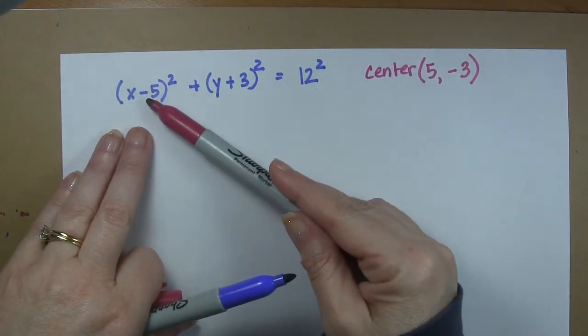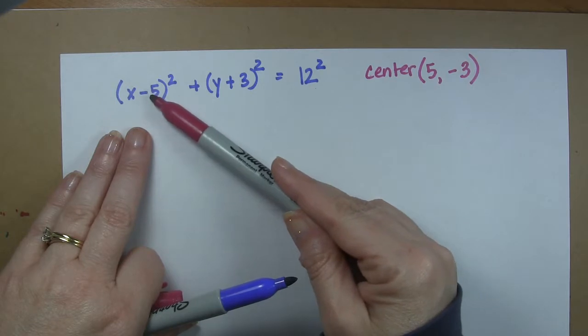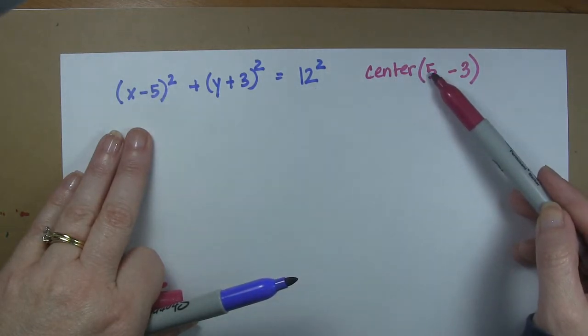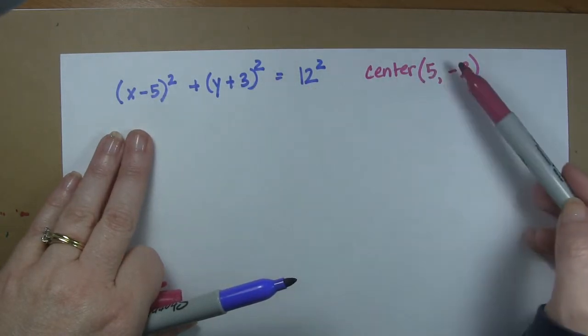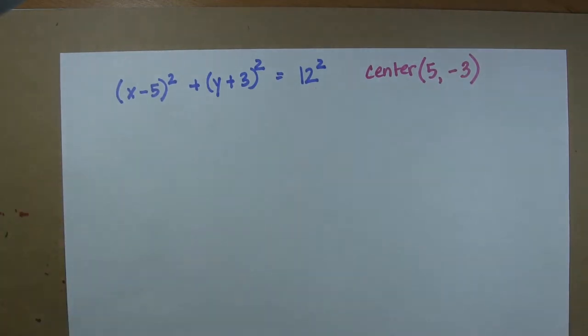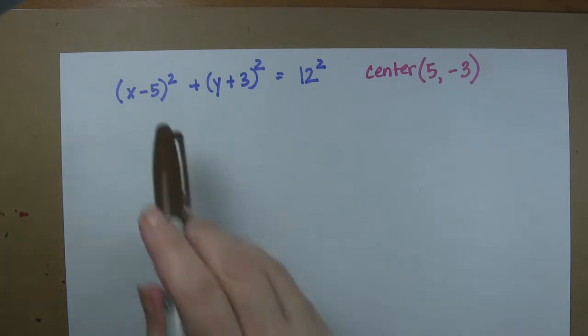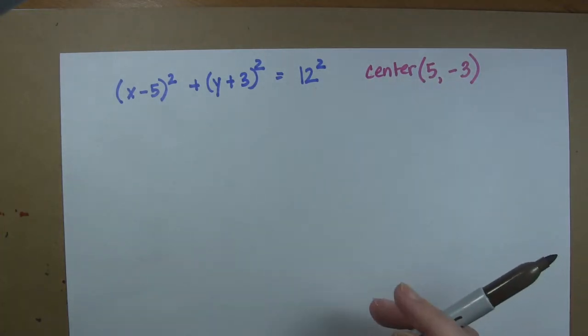So you'll notice that we're switching the signs here. Here we have a negative 5 and it becomes a positive 5. And here we have a positive 3 and it becomes a negative 3. And you might have in your head the question, why? Why do these signs change?